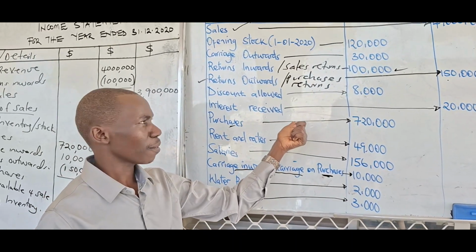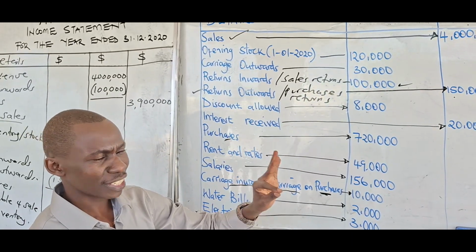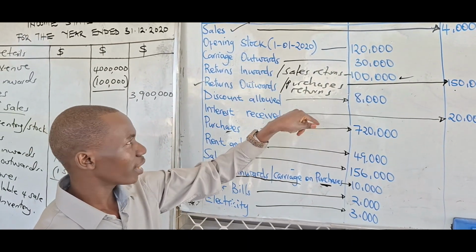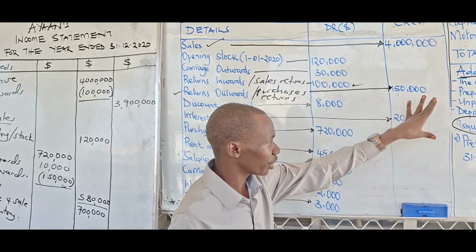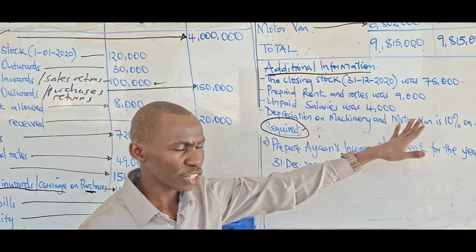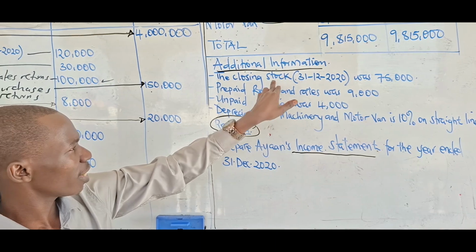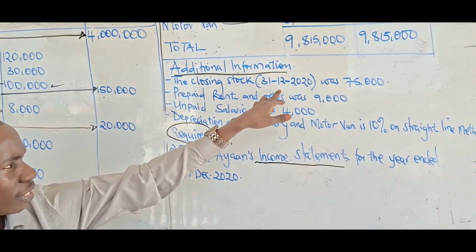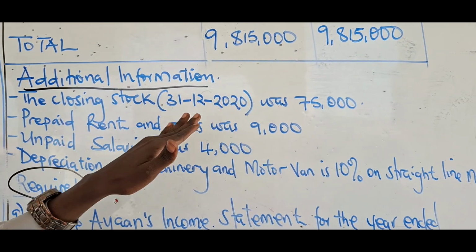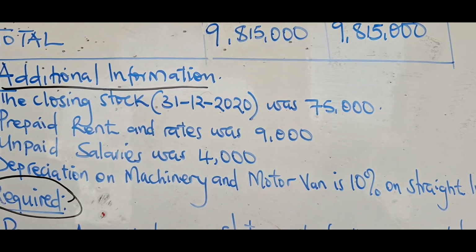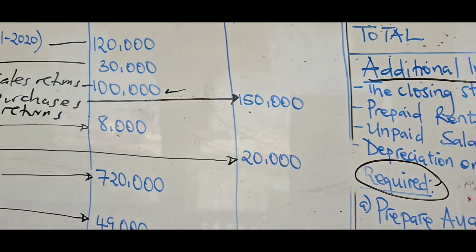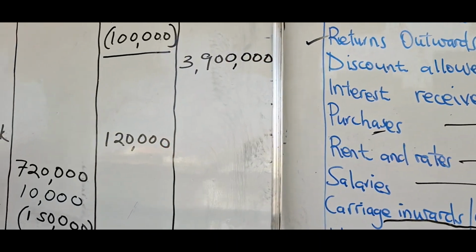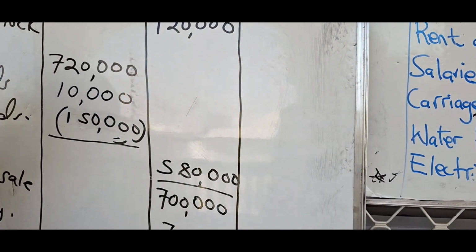In your trial balance, even if they don't tell you, you find what we call opening stock. Then outside the trial balance, we shall find what we call closing stock or inventory. Here it is stated 31st December, meaning this is our closing stock at the end of the year, which is 75,000. So when you get here, you subtract 75,000.